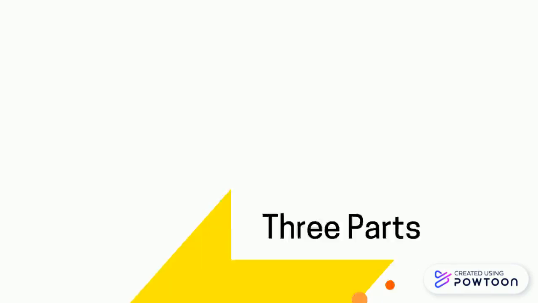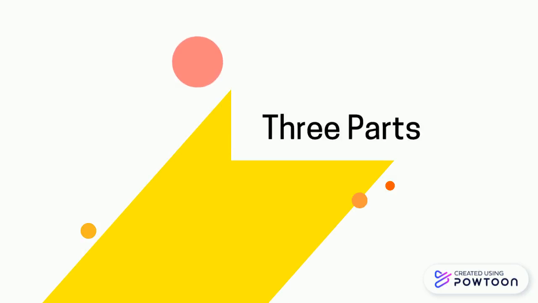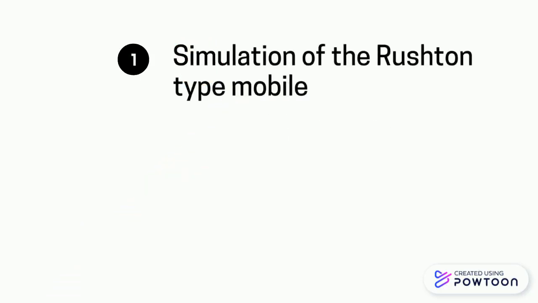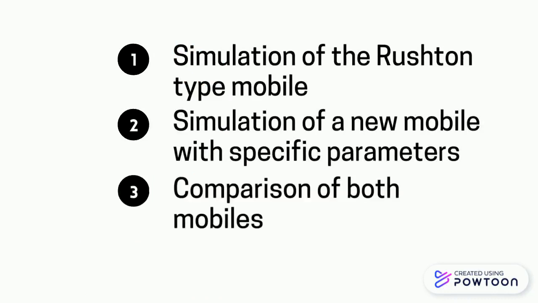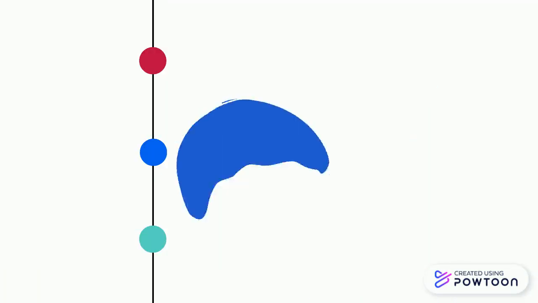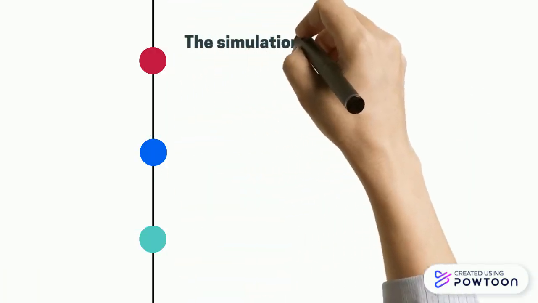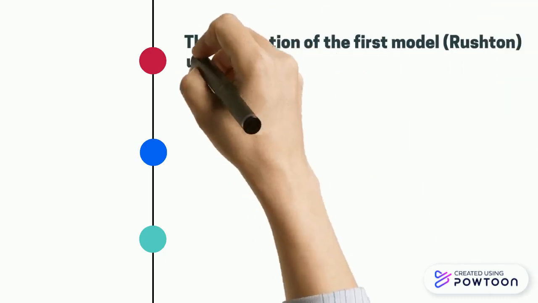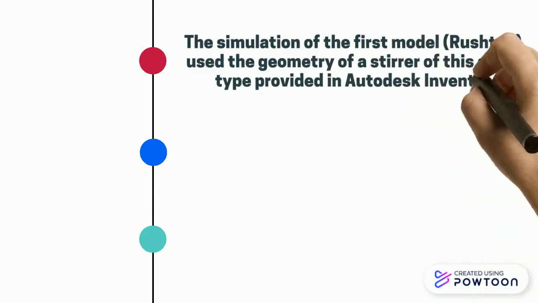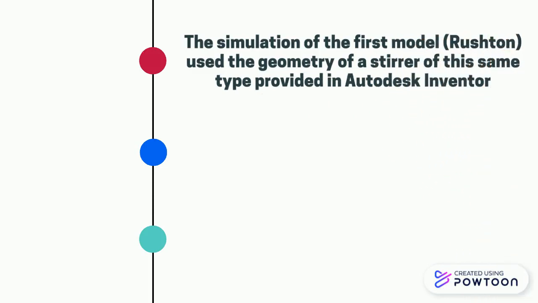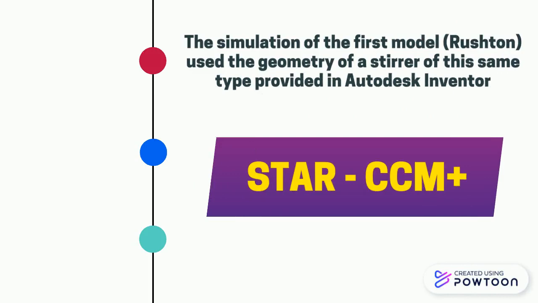To carry out this project, it was necessary to divide it into three parts: the simulation of the Rushton type mobile, simulation of a new mobile with specific parameters, and a comparison of both mobiles in order to determine the most optimal one. The simulation of the first model, Rushton, used the geometry of a stator of this same type provided in Autodesk Inventor. This geometry was imported to be able to perform the respective simulations in the Star CCM Plus software.